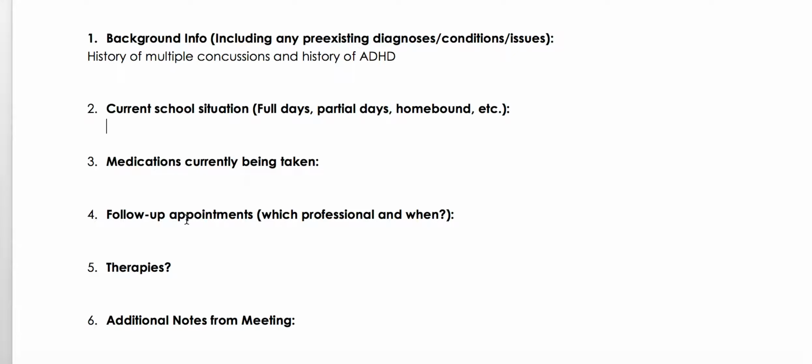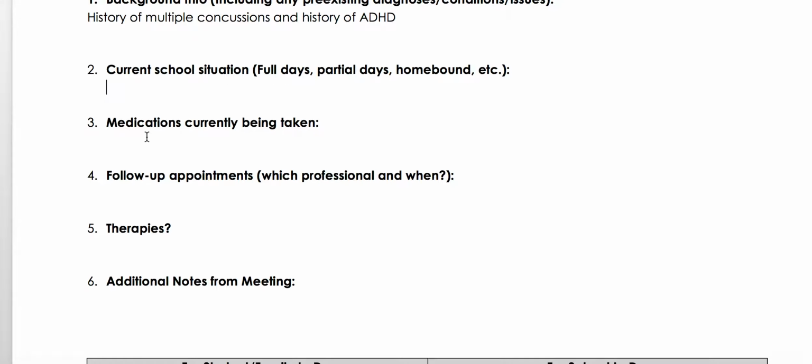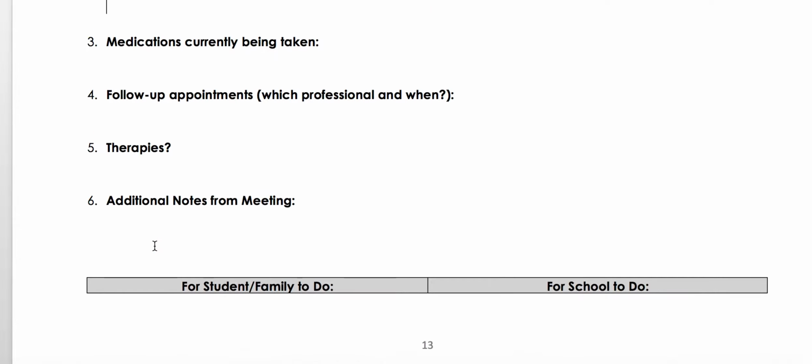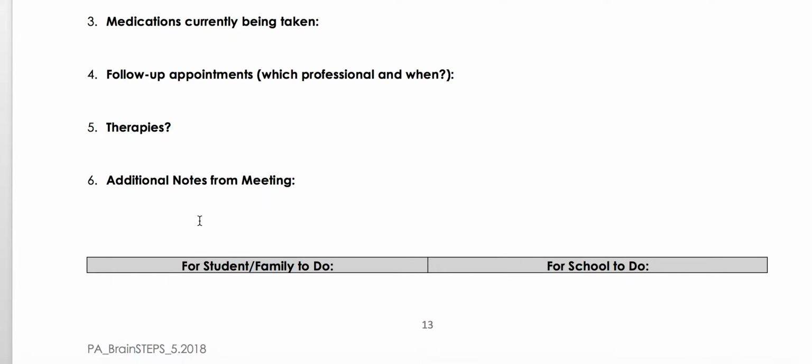So this document is used when you go into a meeting with the school, usually for a concussed student, at between 4 to 6 weeks. What medications are currently being taken, any follow-up appointments, so which professional and when. Maybe they're going for vestibular therapy, maybe the student's being evaluated for an ocular dysfunction issue. Any other therapies like speech language, and then any additional notes.